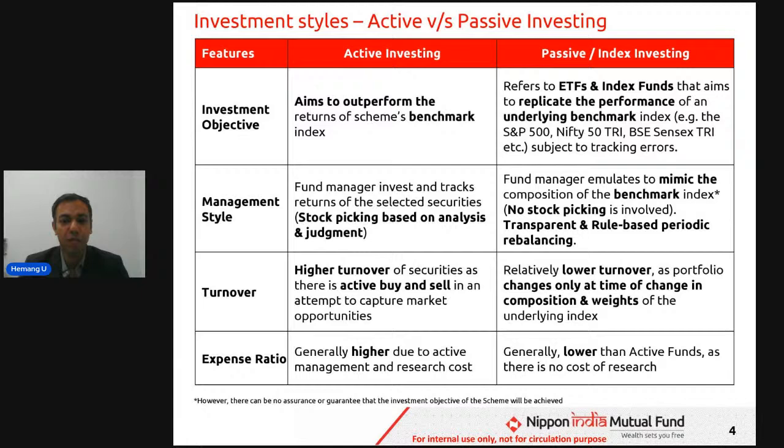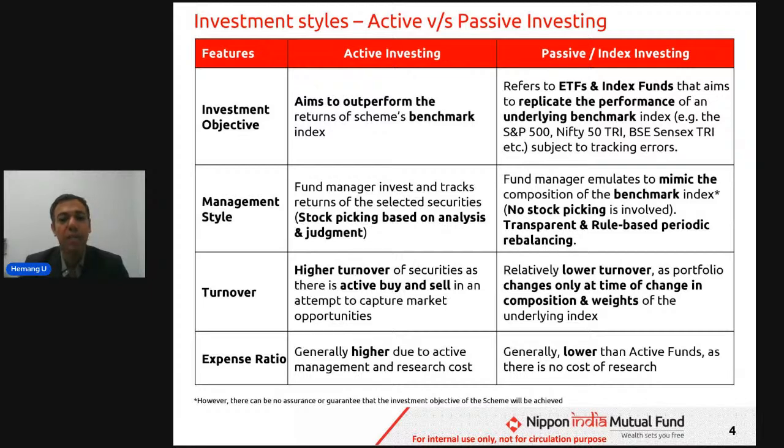In the case of a passive fund, like I said, it would mimic the composition of the benchmark itself, right? There will be no stock picking per se. So let's say, again taking the example of Nifty 50, there are 50 constituents as the name suggests, and each constituent will have a particular weight in the index. Now, the passive fund manager's duty is to exactly replicate the weight of all those 50 stocks in his fund. So there is no stock picking, there is no judgment involved.